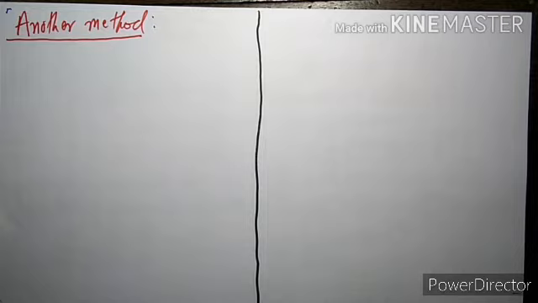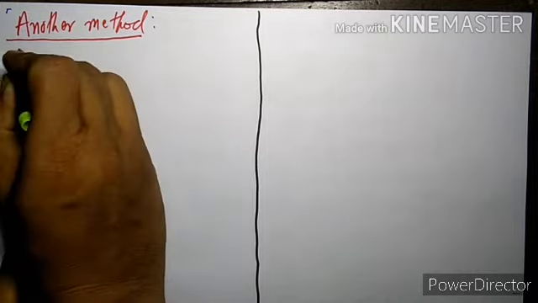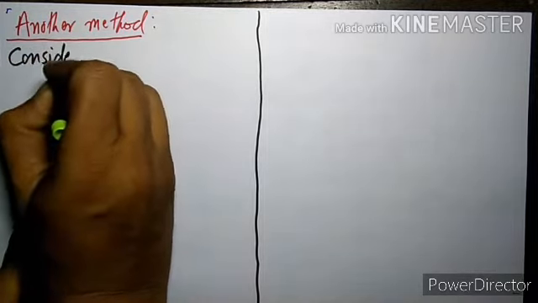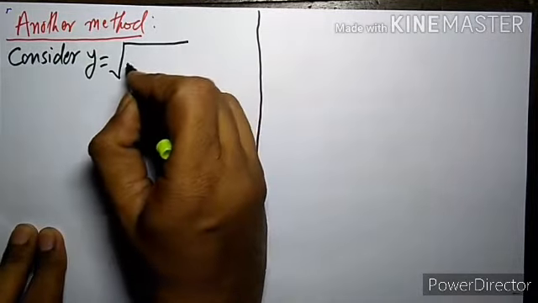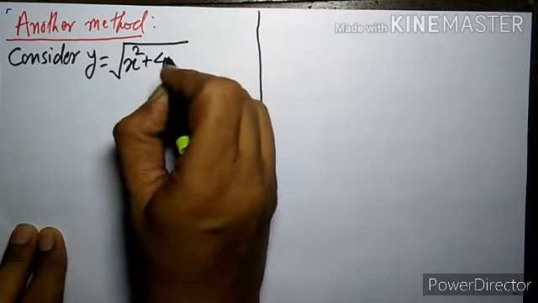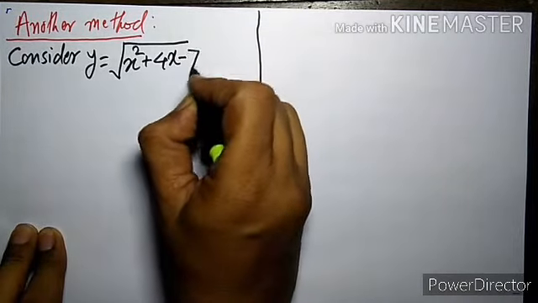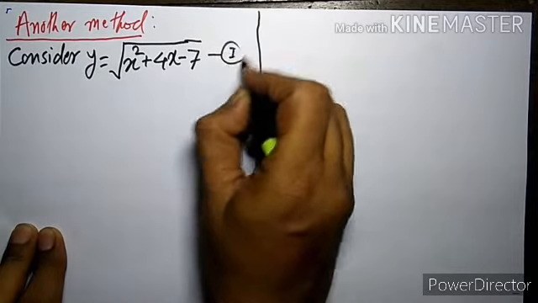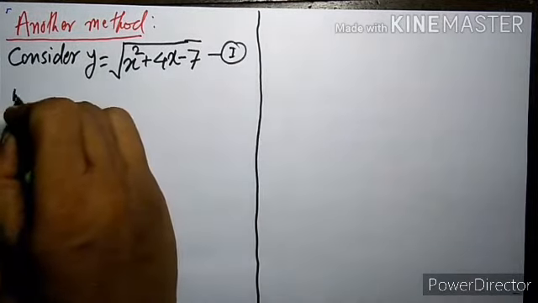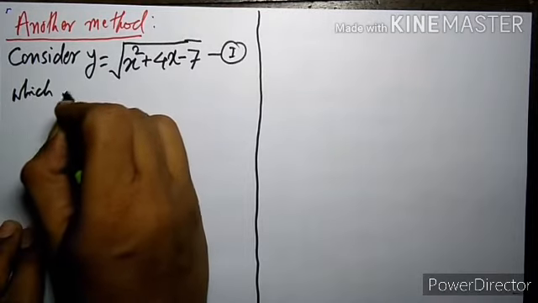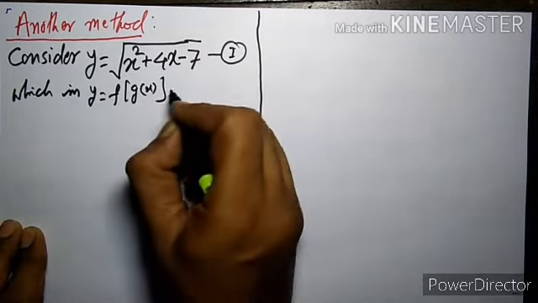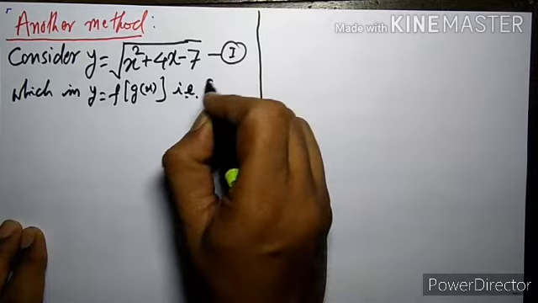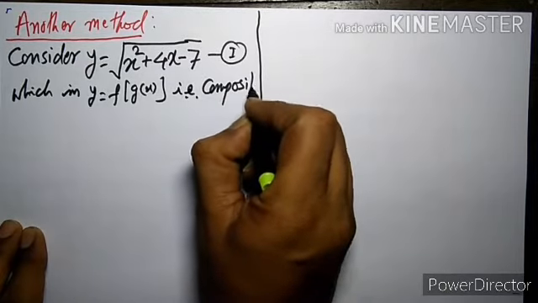Now we will solve the same example by another method. So I will consider the same function y is equal to the square root of x square plus 4x minus 7. I will call this first, which is in the composite form y is equal to f of g of x.